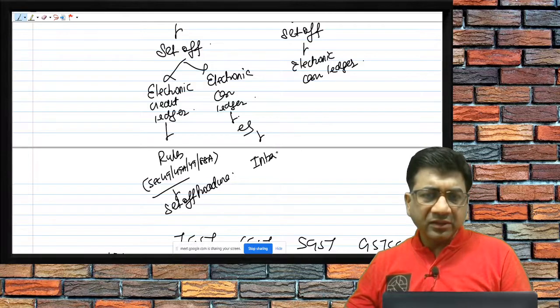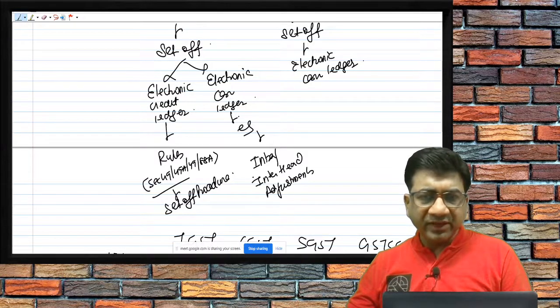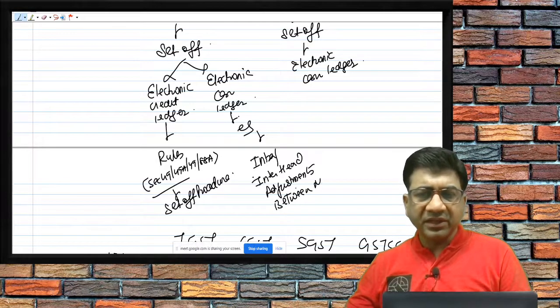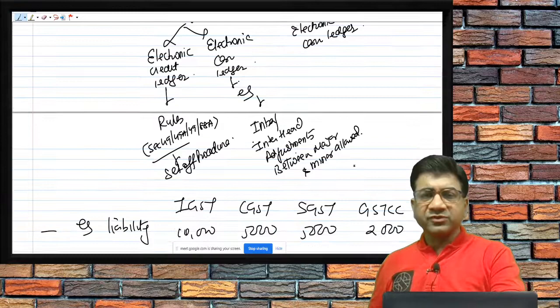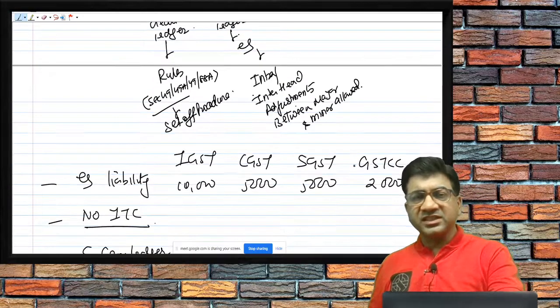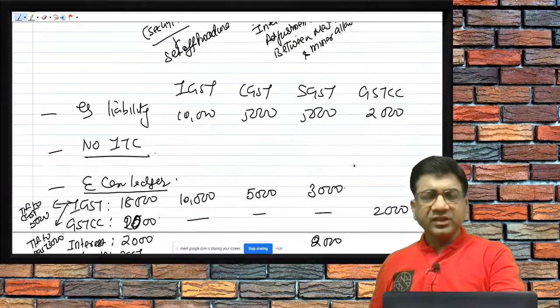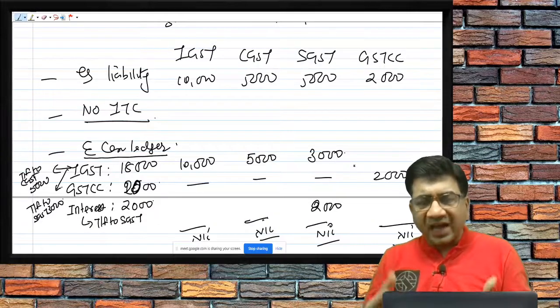So what you can write is: intra and inter head adjustments between major and minor heads allowed. So interest amount can be transferred to the penalty amount. Penalty amount can be transferred to the tax amount. Tax amount between CG, SG, IG you can transfer. There are no restrictions because this is hard cash.